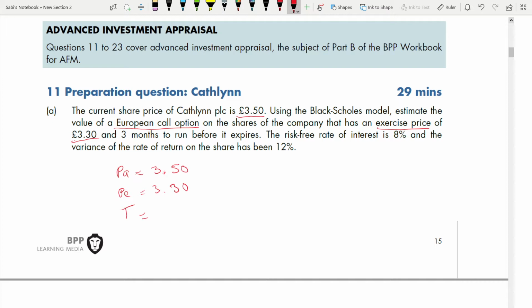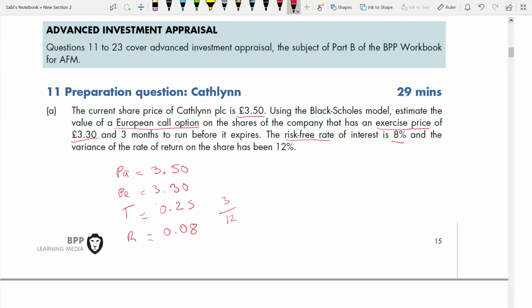So now we are going to find the time. They told us 3 months. So 3 months means 3 over 12, which will be 0.25. Your R, the risk-free rate, here is 8%, so it is 0.08.